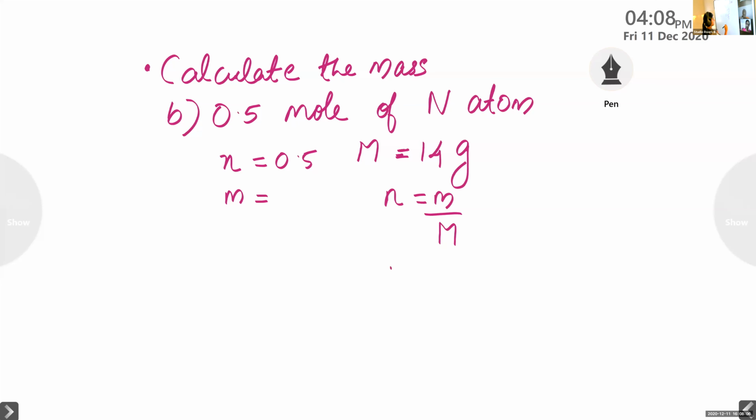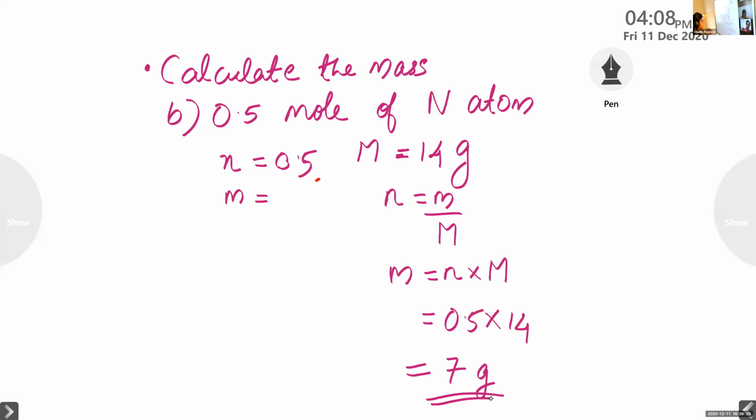So the equation is n equal to small m by capital M. We have to find out this m. So n into capital M, that is 7. Yeah, it's 7. 0.5 into 14 and it's 7 gram. Okay. Clear? Yes, ma'am.